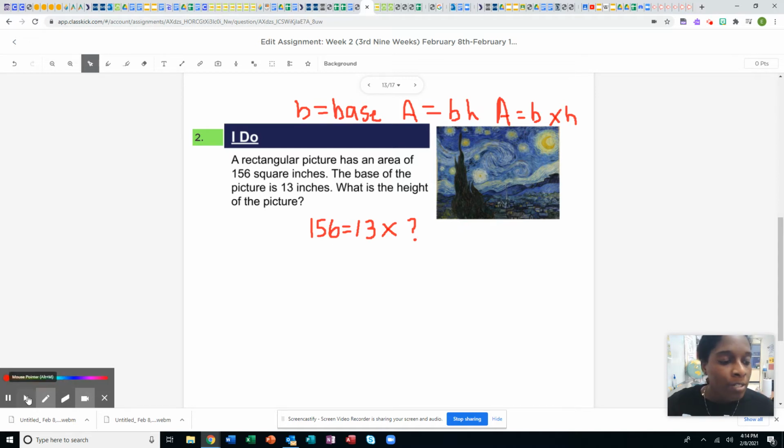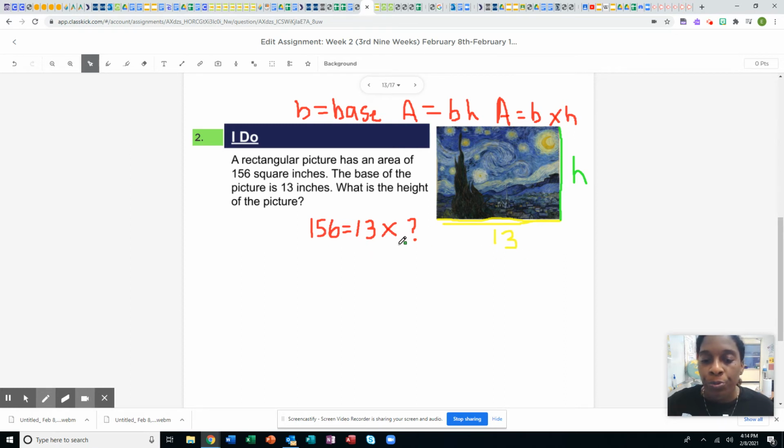All right, so I'm going to do some highlighting here. Okay. Our base here, this is our length. This is when we hang it up on the wall. This is going to be 13 inches. Okay. This side length is our height. And we do not know what our height is, okay? The total of this equals 156.